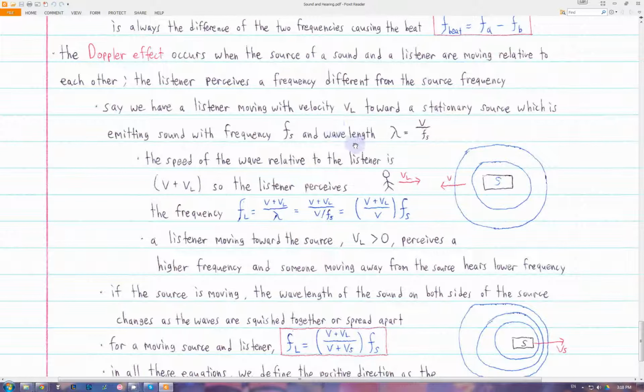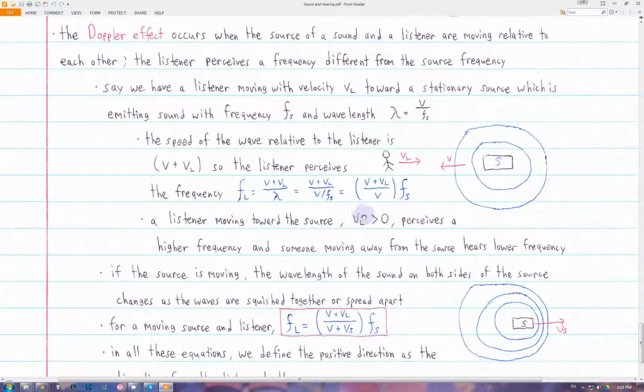So that means the frequency that the listener hears is different depending on this relative velocity. So overall, we get this equation. As you can see, if the velocity of the listener is positive, which means he's moving towards the source, then the frequency he hears will be larger than the actual frequency of the sound. And that's because he's running into all of these sound waves that are coming towards him. Whereas if he's moving away from the source, then V_L will be negative and the frequency he hears will be lower than the actual frequency of the sound, because he's running away from the sound waves.